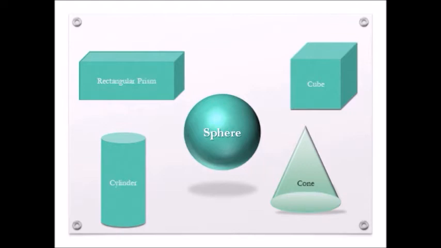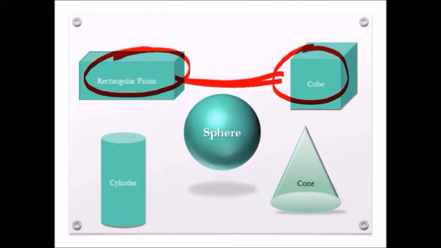Which shape is a special kind of a rectangular prism? If you said cube, it's correct. A cube is a special kind of a rectangular prism because each flat surface is a square. Both have 6 flat surfaces and no curved surfaces.